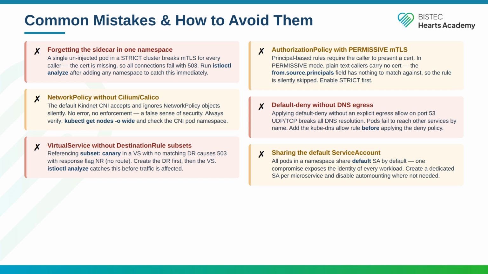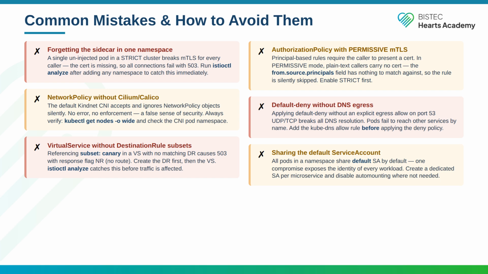The fourth is enabling principal-based authorization policy rules while the cluster is still in permissive mTLS mode. Plain text callers present no certificate, so the principals field never matches and the rule does nothing. Enable strict first, then write your authorization policy.